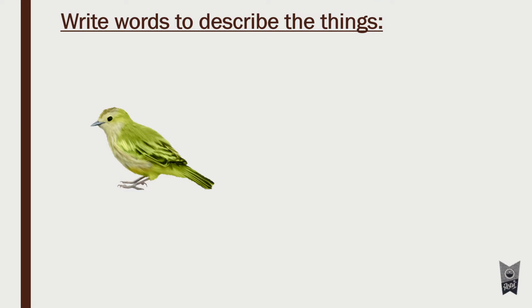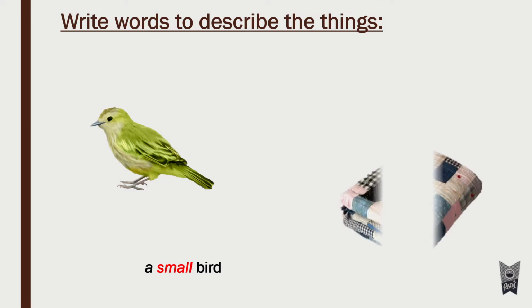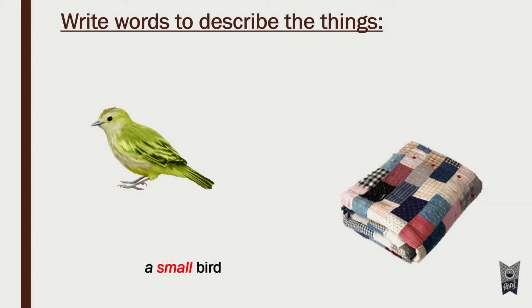Okay, as I said, you can use so many words to describe one thing. So we use so many words, no? Let's see what is written here. A small bird, right? It is a small bird. Okay, let's take a look at the next picture. Okay, this is what?